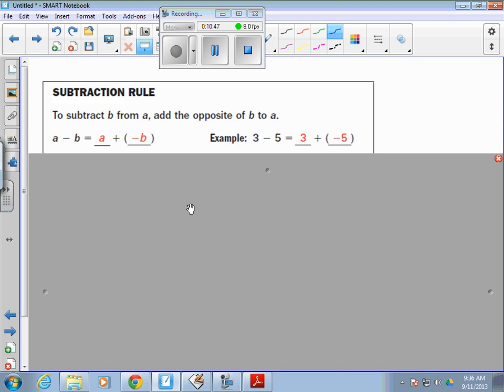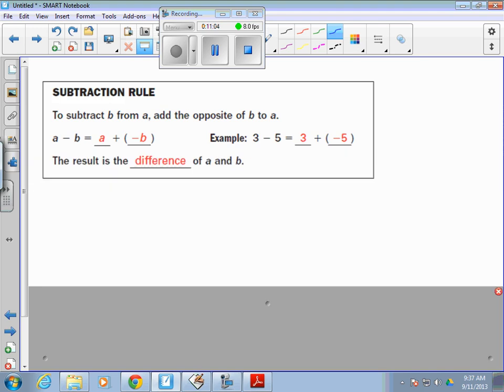Once you get comfortable with this, I don't expect you to change it into addition every time. Subtraction is fine. But you have to understand that subtraction is the same thing as adding a negative number, which is the same thing as subtraction. They mean the exact same thing. So 3 minus 5 is the same thing as 3 plus a negative 5. The result is the difference of A and B.